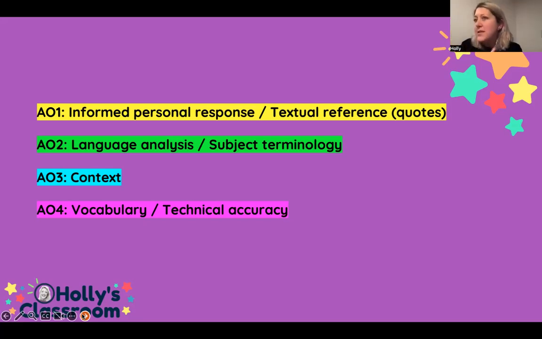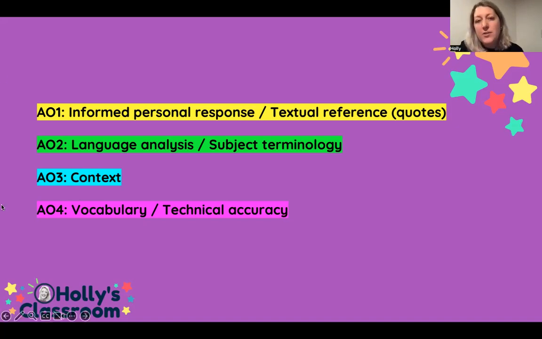And AO3 is context, so that's talking about the social, cultural and historical context of the time the play was written, and also how a modern audience might interpret it. And AO4 is your vocabulary that you use and your technical accuracy. And really what AO4 is, is how well you can write an essay. So that's what the examiner is looking for there.